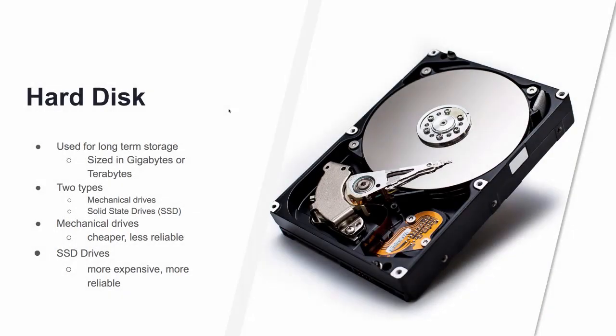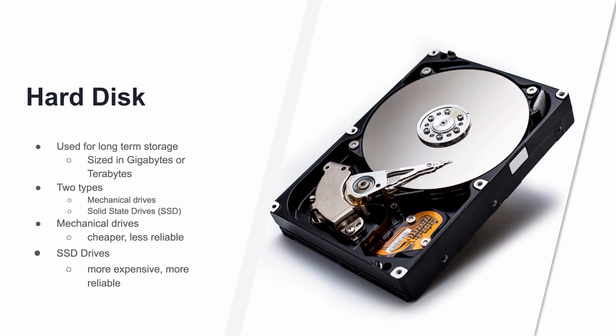The last component we'll look at is the hard disk in the computer, and this is used for long-term storage of data and also programs so that before they're loaded into system memory they'll reside on the hard disk as well as the operating system. So these are sized in gigabytes or terabytes. There are really two types of drives these days. There are mechanical drives, which is pictured here.